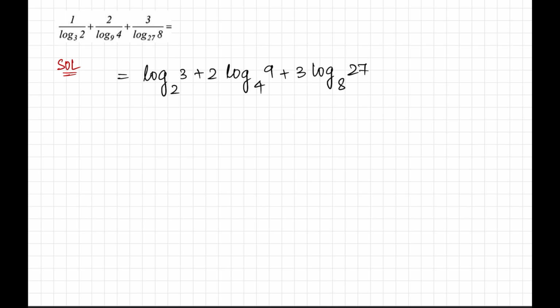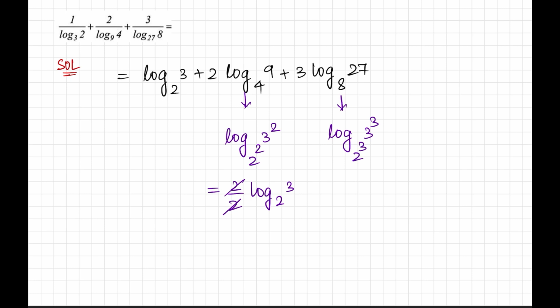Now, if we want to simplify the second term here, ये हो जाएगा log 3 square and base में also we have 2 square, and this can be written as 2 by 2 log 3 base 2. So 2 gets cancelled. Now similarly here if we simplify, we get log 3 cube and in base also we have 2 cube. So this is equal to 3 by 3 log 3 base 2.